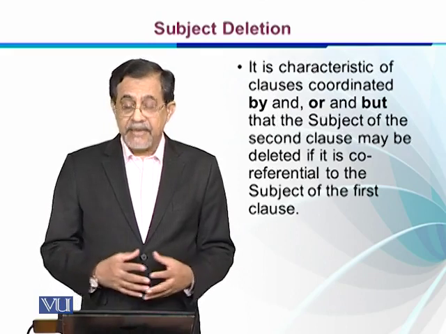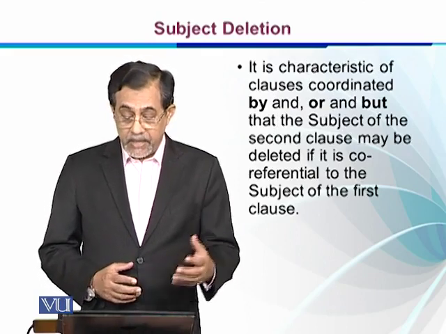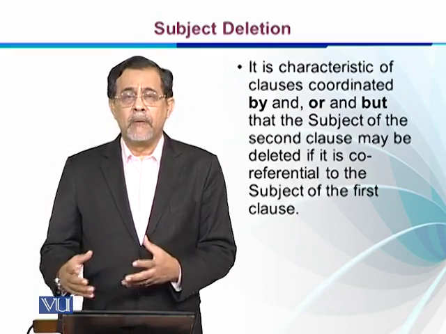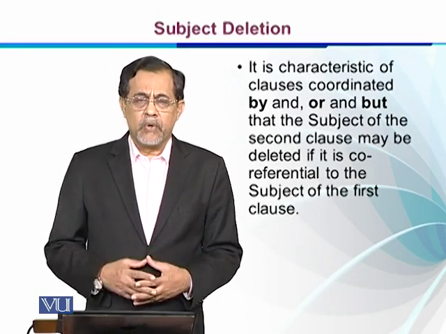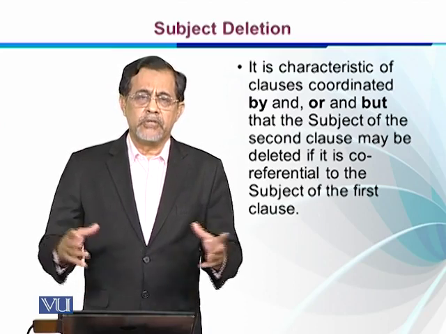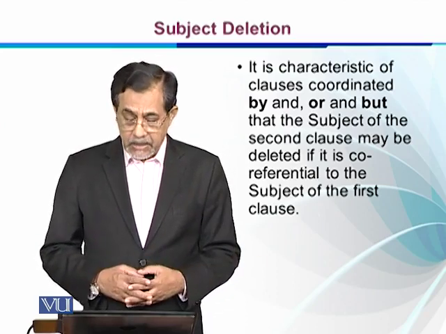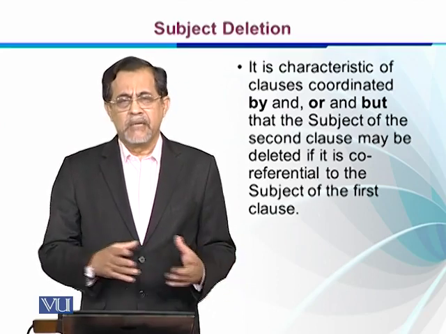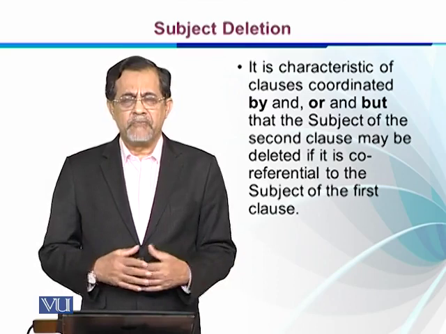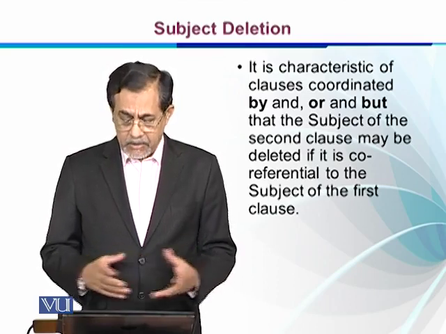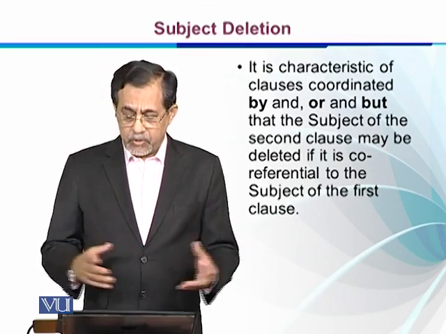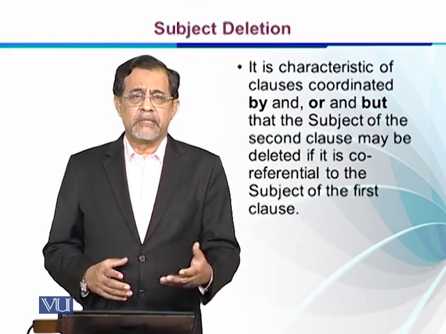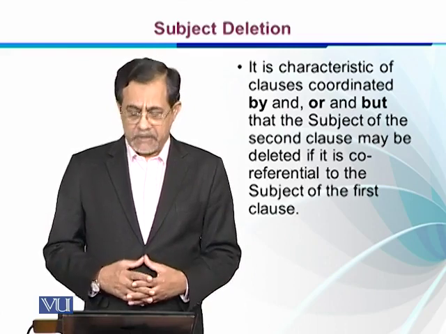So it is the characteristic of clauses coordinated by and, or, but, right? These are coordinating conjunctions which join two independent clauses, that the subject of the second clause may be deleted because the subject is the same. There is co-reference between the two subjects, so they are co-referential. The subject of the first clause works for the subject of the second clause because it's the same person or thing.